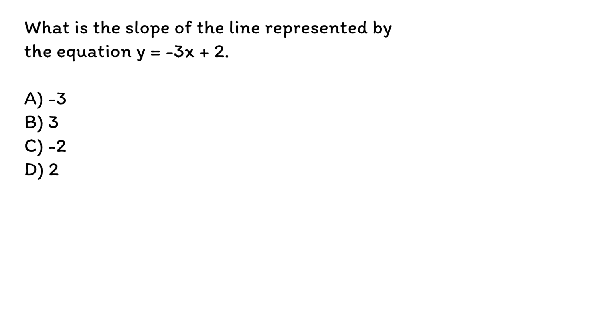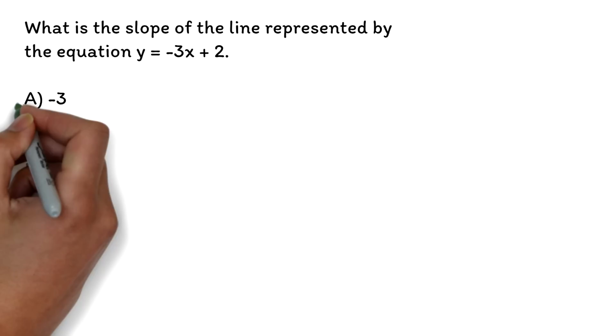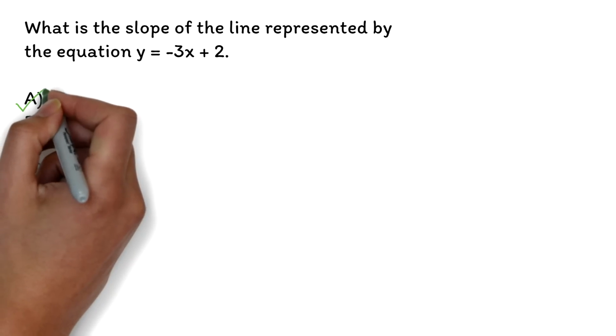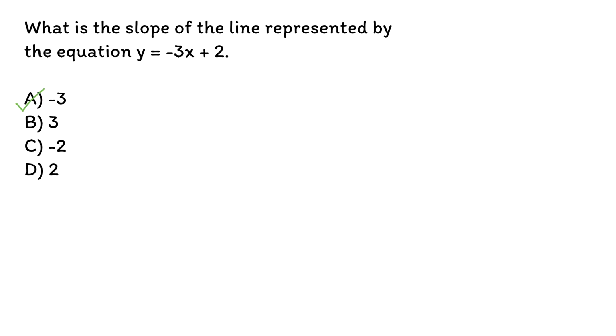What is the slope of the line represented by the equation y equals -3x plus 2? A. -3. B. 3. C. -2. D. 2. The correct answer is A. -3. This is one of the easiest slope questions you'll find on the GED.